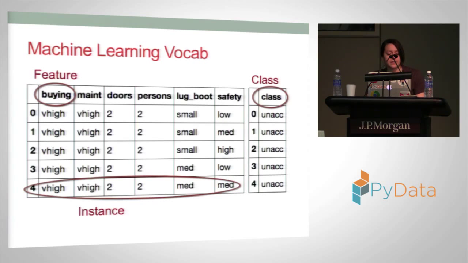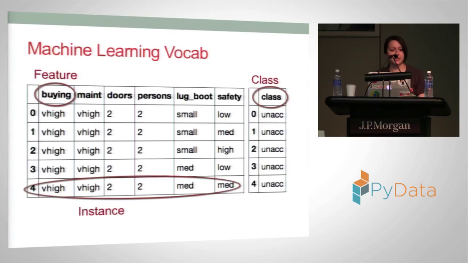So here's an example with a data set of some of the terms I just described. You can see row number 4 there is an example of a data instance because it represents a specific point in the data. The features at the top I've circled, buying, are what describe that instance. So this is a car evaluation data set that I'll work with throughout the presentation. And then also on the right there is our class. So the class in this case is a label.